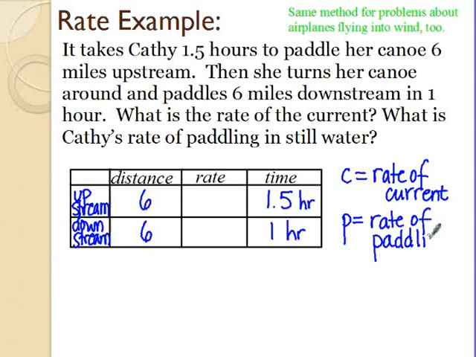Okay. The rate of the current affects her overall rate. When she's going upstream, now remember upstream means she's going against the current, so she's going slower than she is actually paddling, right? Like if she could paddle, say 10 miles an hour, but the current is going against her at 2 miles an hour, she's really only going 8 miles an hour upstream. So we're going to take the rate of paddling and subtract the rate of the current because it makes her go slower. Right, so we got to take that off. It slows her rate of paddling down.